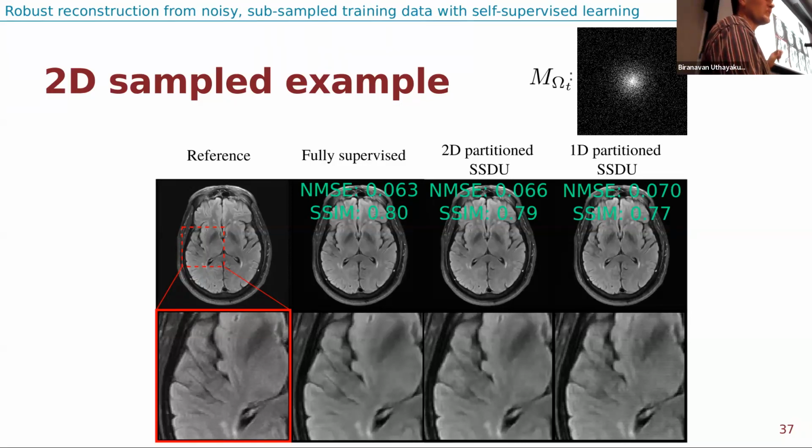So we did another experiment where we just assumed that the data was originally sampled in 2D, as shown at the top. I haven't included the K-weighted version for brevity, but what we find is in this case, it's better to partition in 2D than in 1D. You can see that the 1D partition version has these horizontal streaking artifacts, whereas the 2D partition version is very close to fully supervised. So this tells us that we should be matching the type of partitioning to the type of sampling.